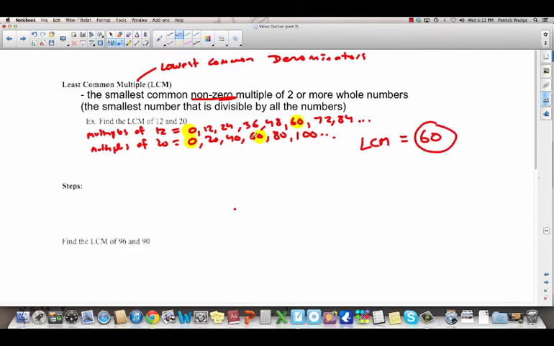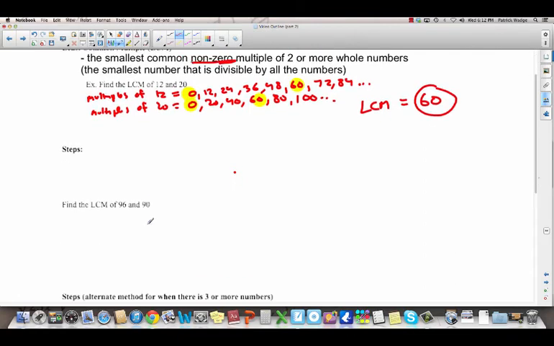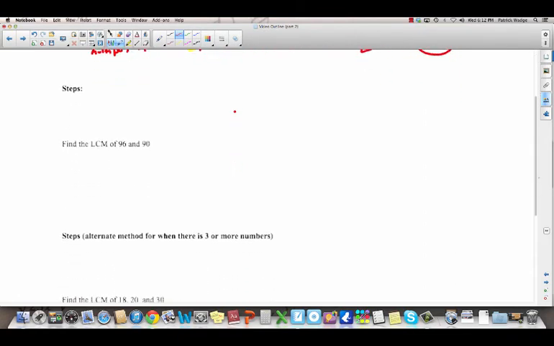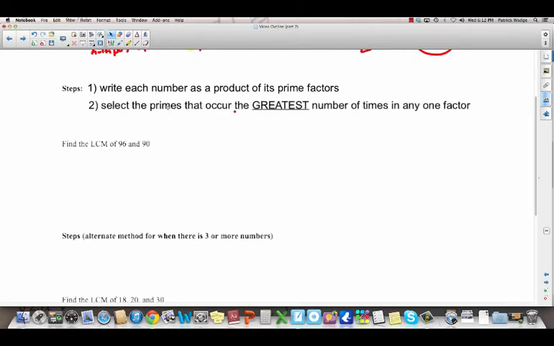Okay, again, that's great for questions like this where it's 12 and 20. What if it was 96 and 90? That's a much more difficult question. So we need some steps to do this faster. And it's very, very similar to what you did with the greatest common factor. Again, you're going to write things in their prime factorization. You're going to look at the primes. But this time you're going to take the greatest number.